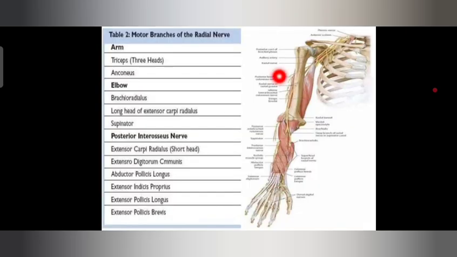These are the motor branches of the radial nerve in the arm: triceps and anconeus, at the elbow: brachioradialis, extensor carpi radialis and supinator. The posterior interosseous nerve supplies the extensor compartment of the forearm.